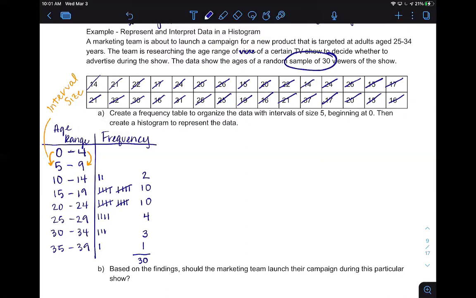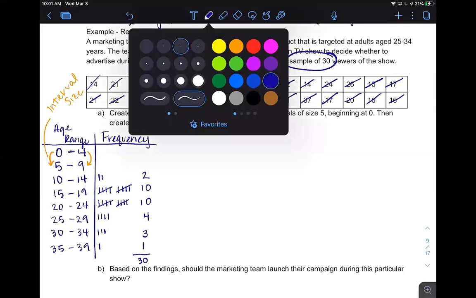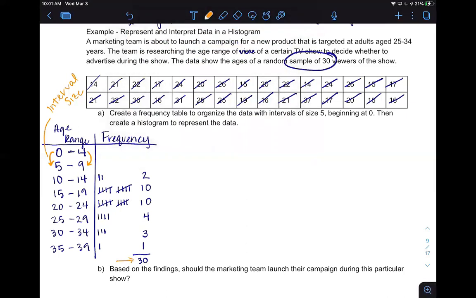Okay. So let's see here. Let me put it out there. Matches sample. Okay. If it doesn't match the sample, you missed something. Questions with making a frequency table?